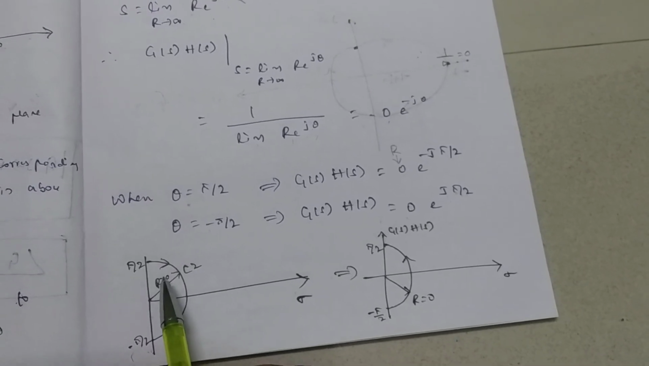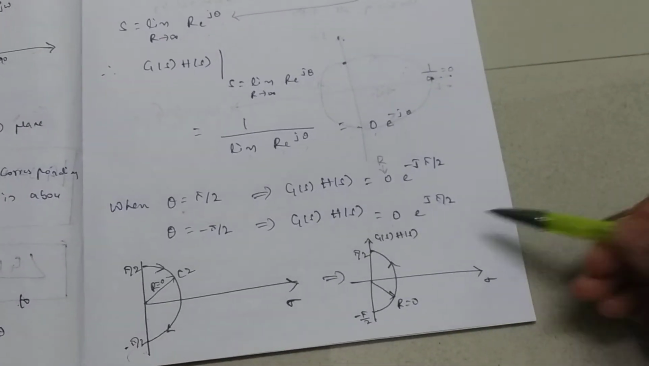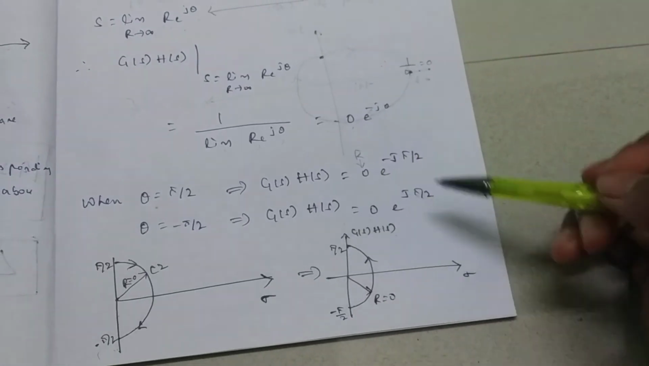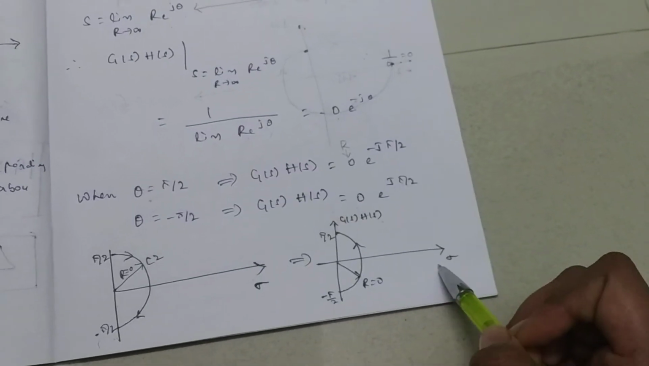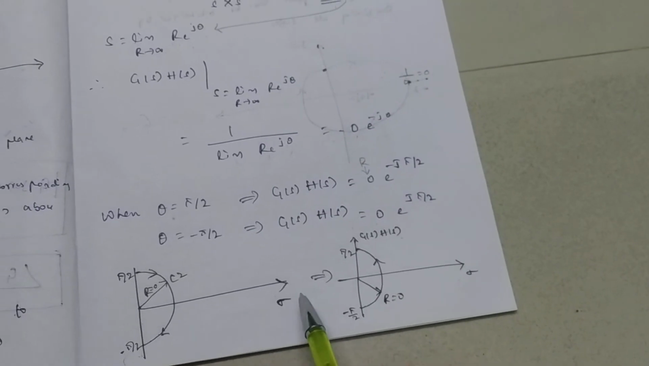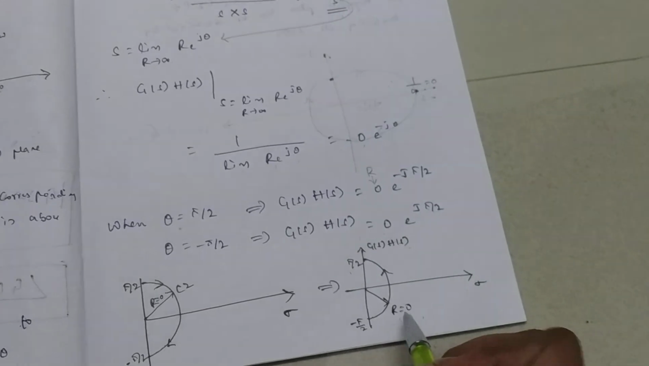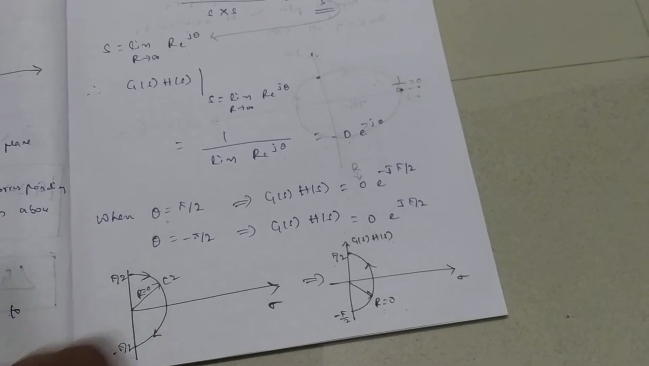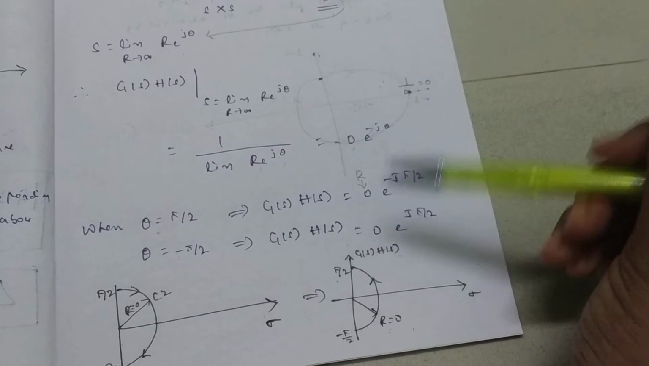When r was 0, the direction is changed here. In section C2, the S plane is mapped as a circular arc from 0 radius around the origin in the g(s) h(s) plane, with theta varying from minus pi by 2 to plus pi by 2. Why? Because r was 0. So in section C1 we got omega values from 0 to infinity. In section C2 we got values from minus pi by 2 to plus pi by 2.